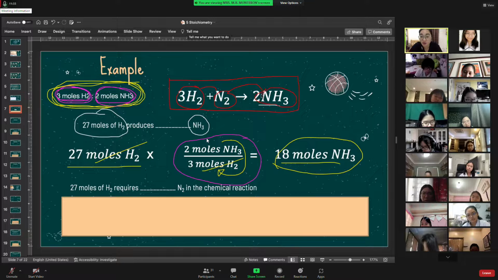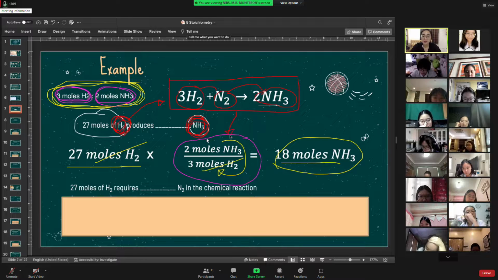That's your ratio. Okay, so if you are wondering where did we get the ratio between hydrogen and nitrogen and ammonia, here, the one that I encircle in red. Ayan. So where did we get the ratio? From the balanced equation. This part that I encircled in red and also the box part, you will use that as a guide for you to determine the dimensional analysis. So it actually depends, no? The ratio actually depends on the balanced equation. Okay?